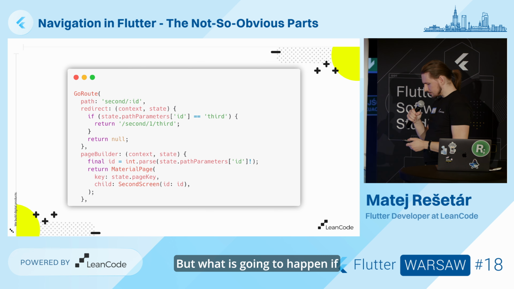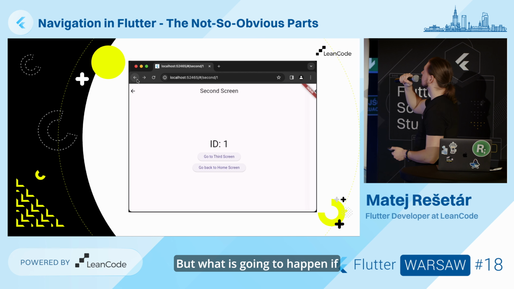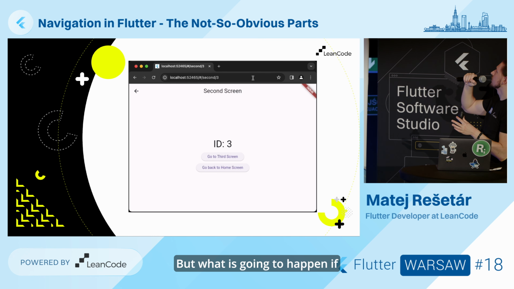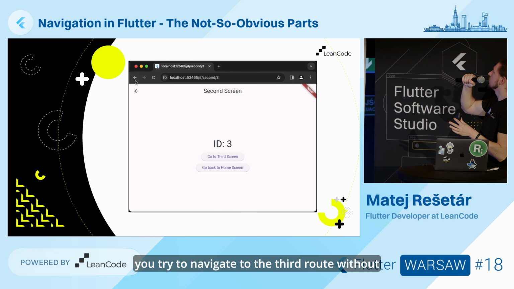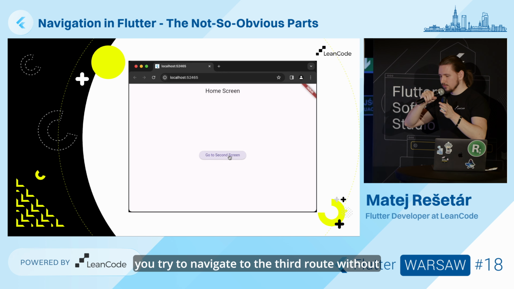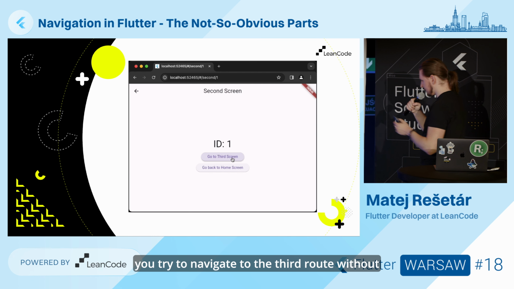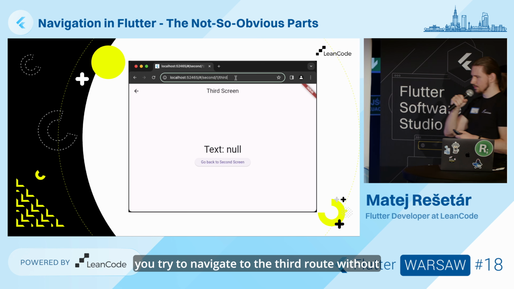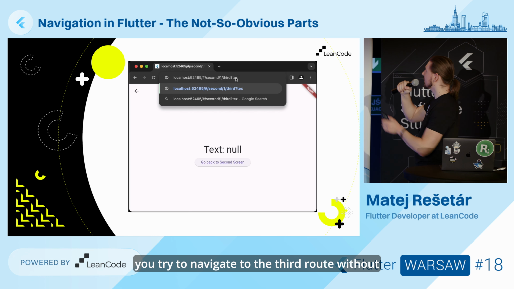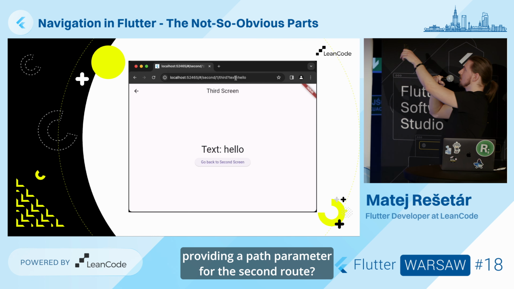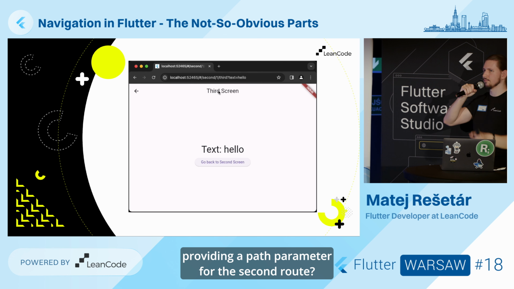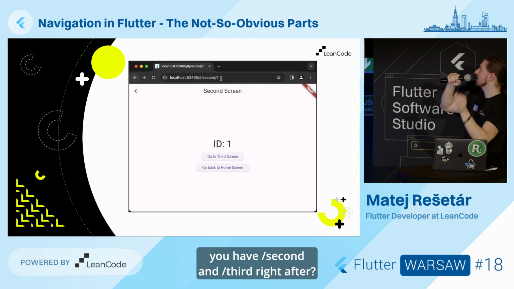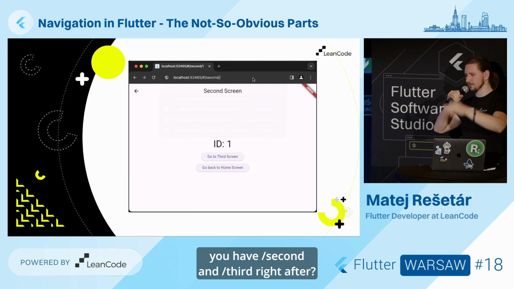But what is going to happen if you try to navigate to the third route without providing a path parameter for the second route? What do you think is going to happen if you have /second and /third right after?